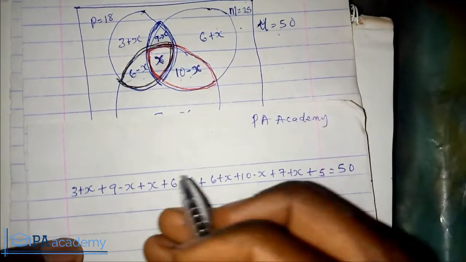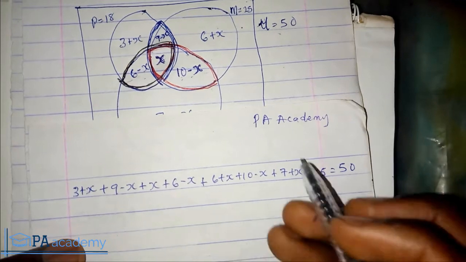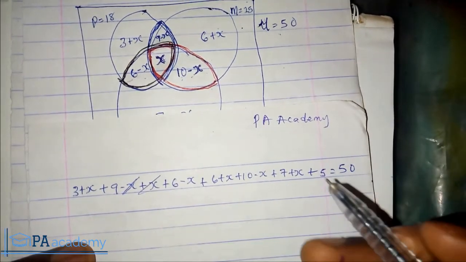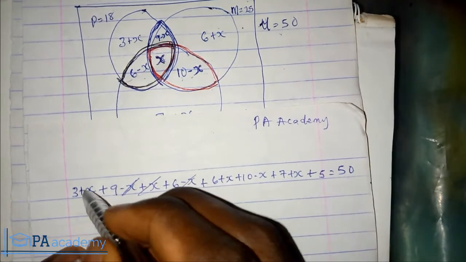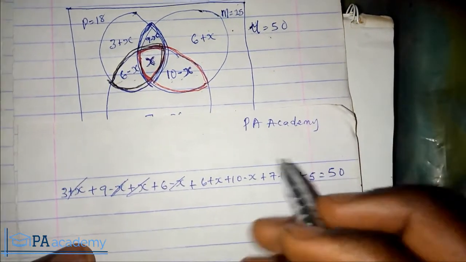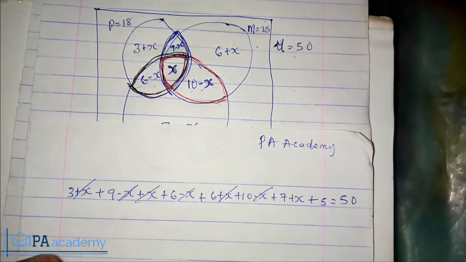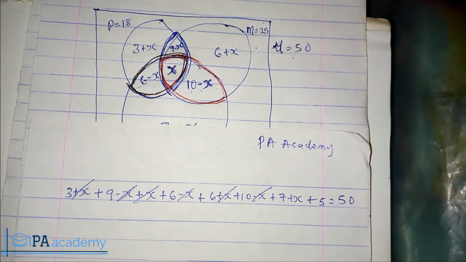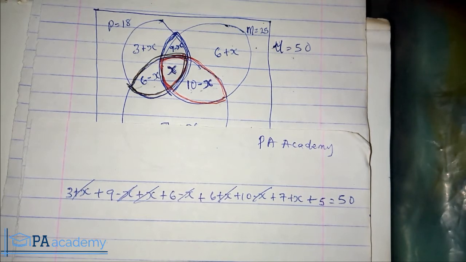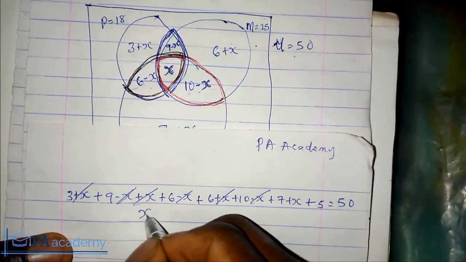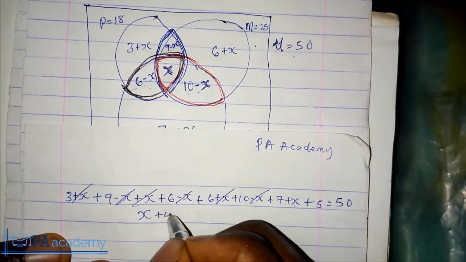So let's simplify this. Some plus x and minus x will be cancelling each other. Here we have minus x and we have plus x. They can cancel each other. Here we have plus x and minus x can also cancel each other. So now let's add the numbers that we have. Here we have 3 plus 9 plus 6 plus 6 again plus 10 plus 7 plus 5. That's 46. So we are left with x, this is the only x that is left, plus 46 is equal to 50.